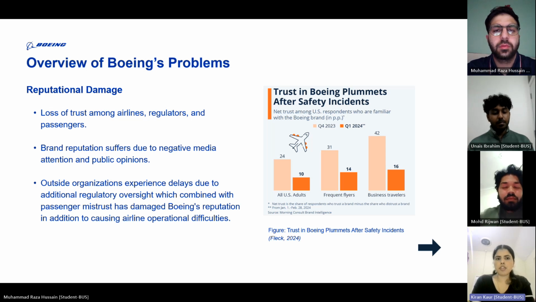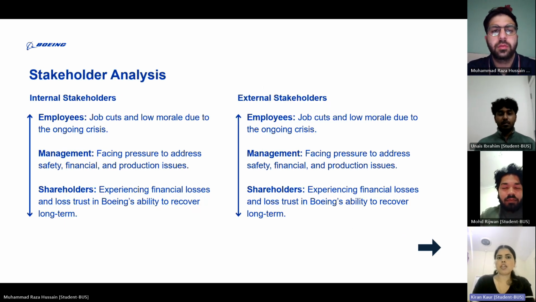In the next slide, we are talking about the stakeholder analysis. Employees face job cuts and low morale due to the ongoing crisis, and management is facing the pressure to address the safety, financial, and production issues. Investors experience financial loss, and customers lose trust in Boeing's ability to recover in the long term.